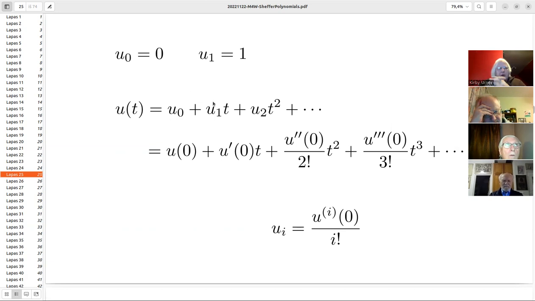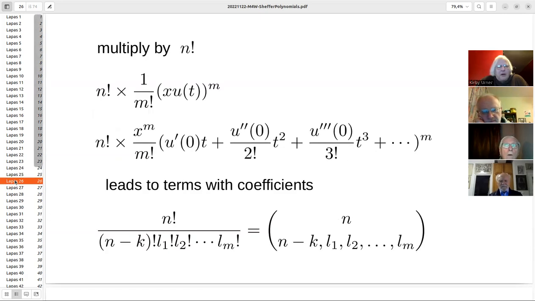Now, if you take the derivative, all of these derivatives, well, the u0 will go away, but now instead of u1 t, you'll have u1, and by a very similar logic, you will get u prime of 0. And if you keep taking derivatives, what will happen is that you'll get 2 times u double prime of 0 equals u2, and so u2 will equal u double prime over 2 factorial. So this is what we're making use of.